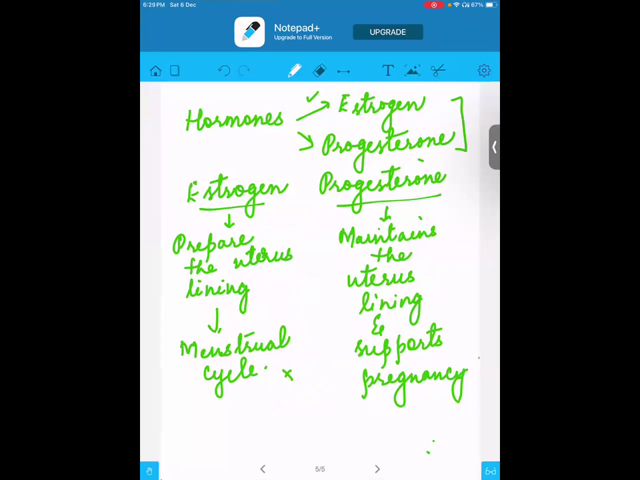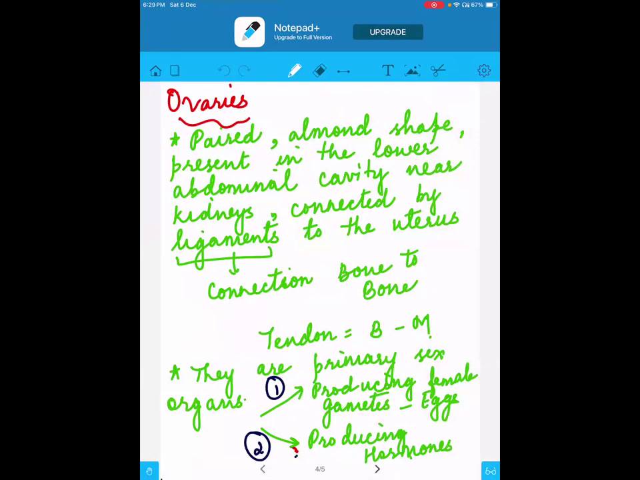Okay. So that is how the estrogen and progesterone hormones are produced by the females in their body. Now, moving to the next point. These points we have written.